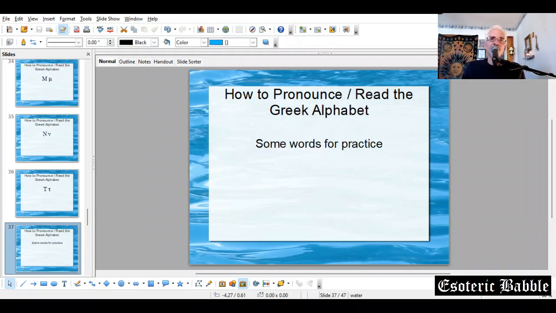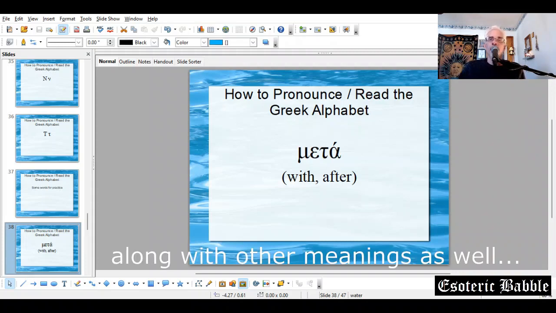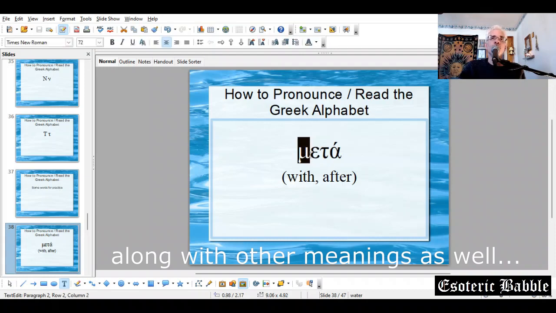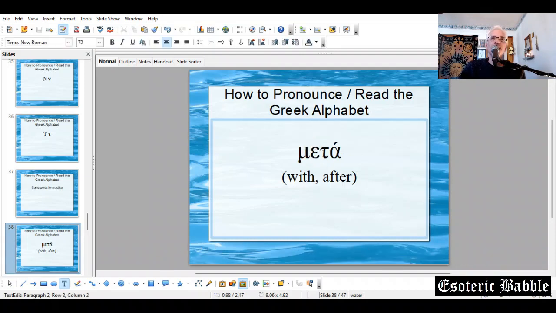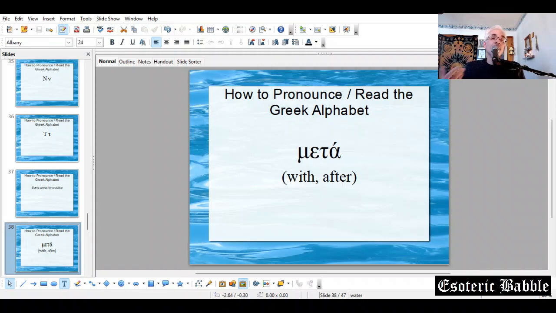Okay, now we have a few words for practice. Meta. So this is a preposition that means with or after. So we can see our mu, m, e, ta. The accent here is on the e. This word sometimes forms a compound, like in metamorphosis, in which case it means to change. In that case, it would mean to like change shape.